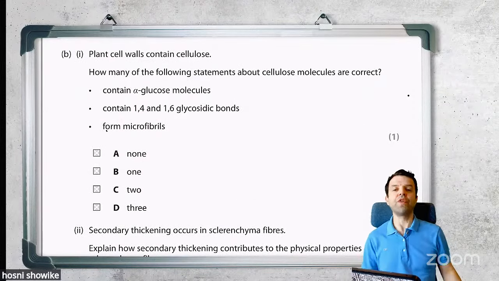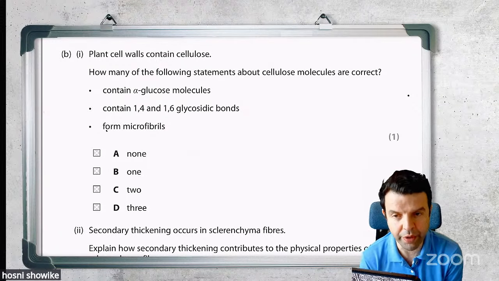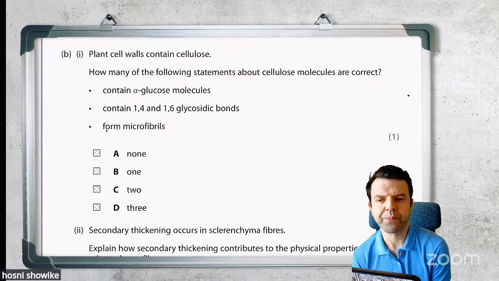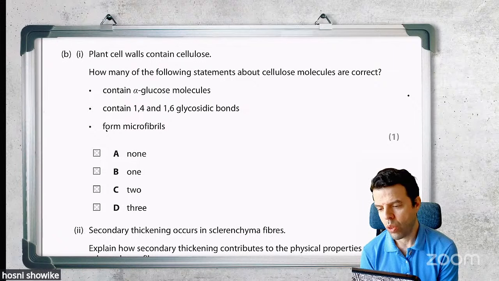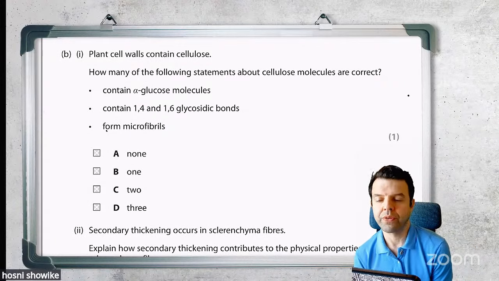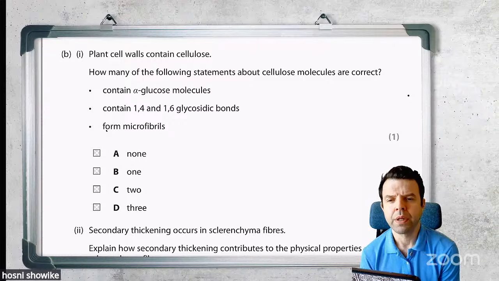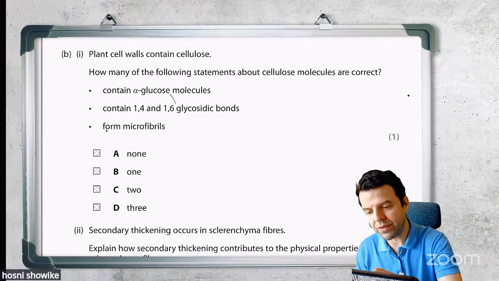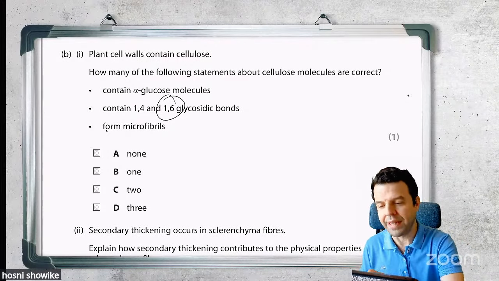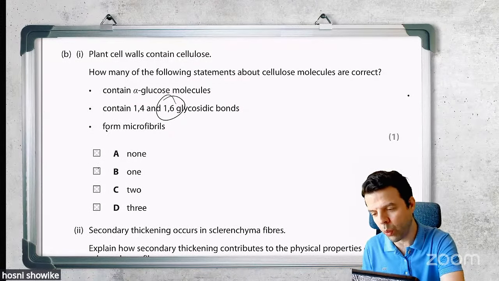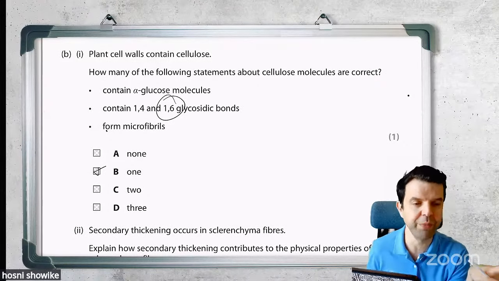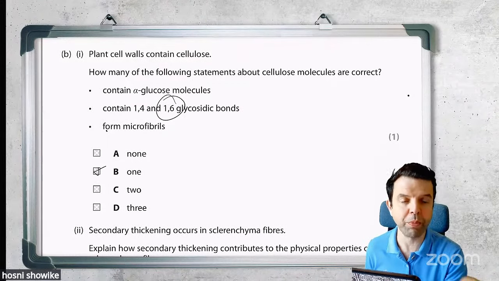Tell me, how many of these lines here are actually correct? Check. I have these 3. See how many of them you expected to be correct. So let's start with alpha glucose. We're talking about cellulose. So do we have alpha glucose? Do we have branching? When I say this one here, that's branching, right? The only correct one is the last one, okay? So it's only one statement. Cellulose has beta glucose. Cellulose doesn't have any branching. So the last one, the microfibril part, is correct.